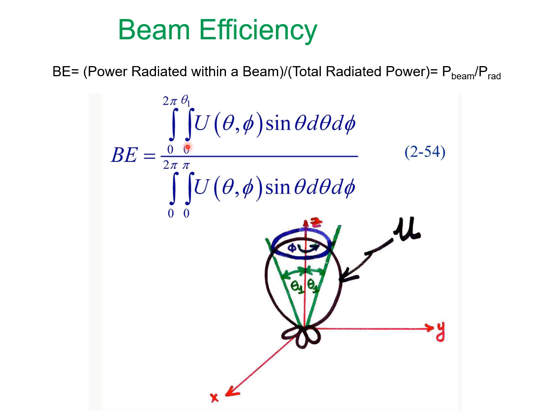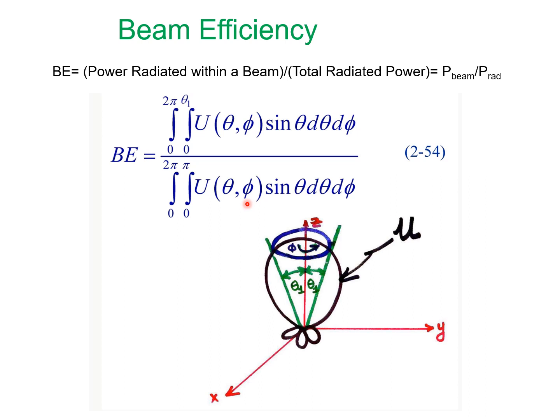Here we see the beam within that green angular range, and the angular span is from 0 to theta 1 on both sides of the z-axis. So this is the beam, basically that conic section, and the power radiated within that beam is given by the numerator of equation 2.54, that is the radiation intensity integrated over that angular span, and in the denominator we have the total radiated power. So the beam efficiency is that fraction of power within the beam.